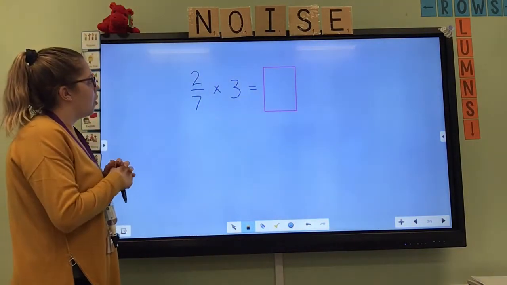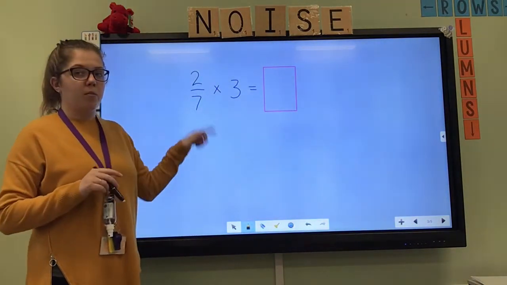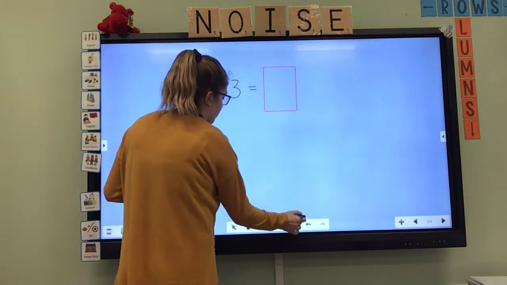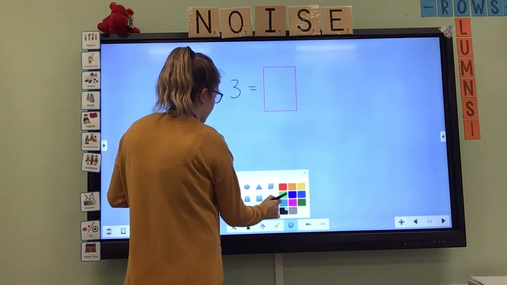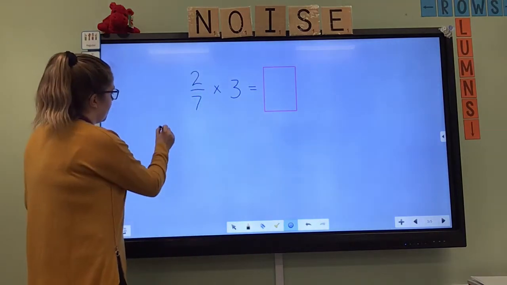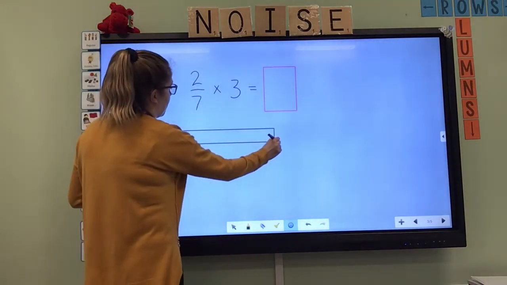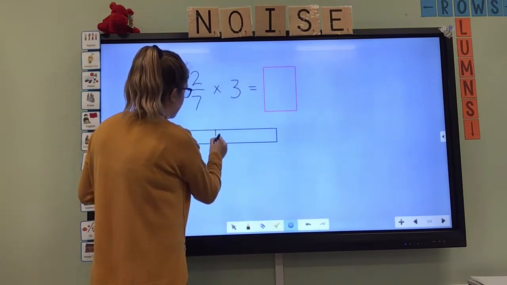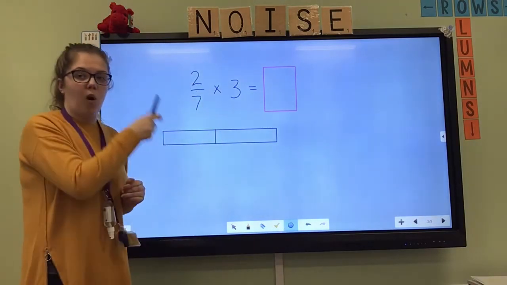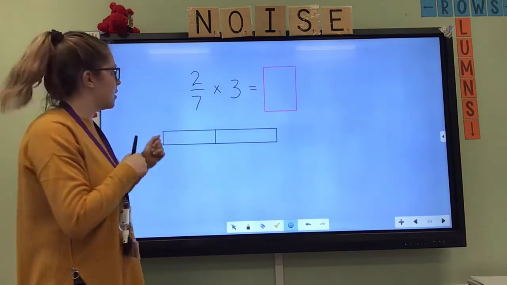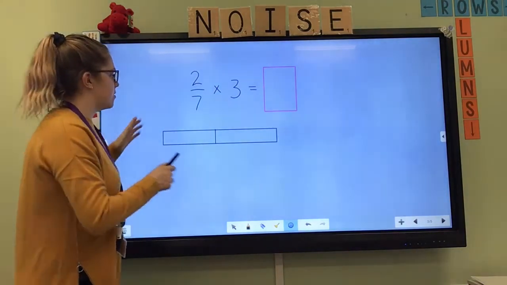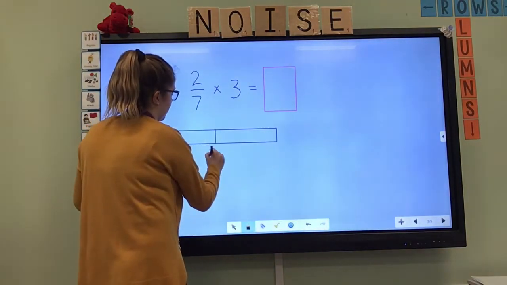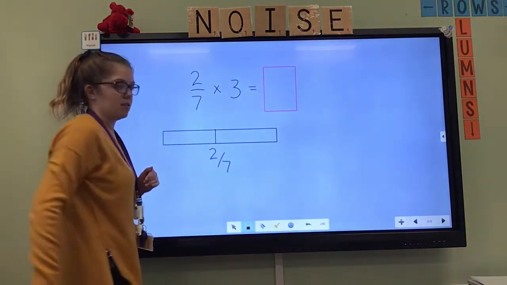Okay, and now we've got 2/7 multiplied by 3. So again, let's use a bar model this time to help show what we're doing. So what you've got to imagine is I draw my bar model, but I'm going to split it into 2 because it's not 1/7 or 1 of something like we were doing last week. Now we've got 2/7. So this whole piece here, this bar, is equivalent to 2/7, like that.